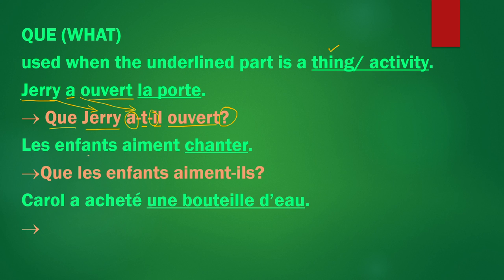Then les enfants aiment chanter. This is an activity. So what do the children like to do? So que, question word comes first. Then this is again a person. You cannot invert a person. So les enfants comes down. The verb comes down, and then you introduce the correct pronoun. So les enfants is best substituted with ils. So you write that dash hyphen. There is no clash here, so you don't put an extra t. Okay, and question mark.